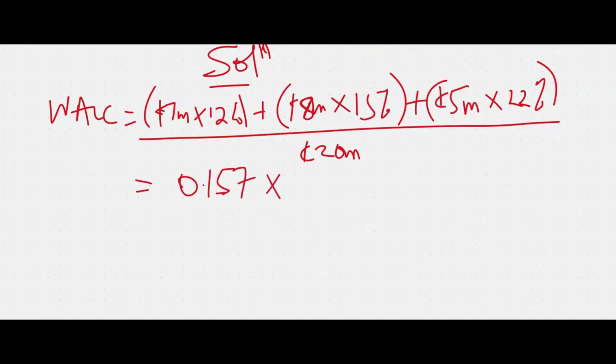It's a cost of capital, so we make it times 100%. That should give us what? 15.7%. That is our WACC. The question didn't ask us to find WACC, but you should know that you have to find the WACC because it's a pool of funds. Then we proceed.